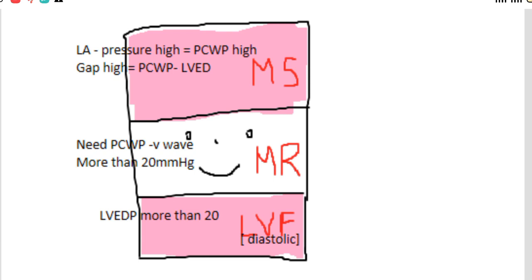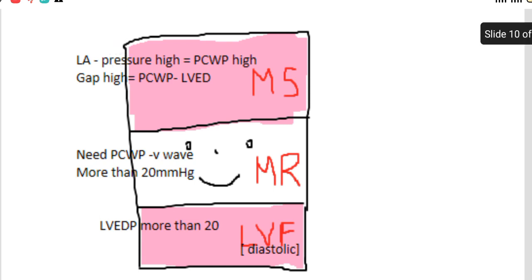In left ventricular diastolic failure, usually left ventricular end-diastolic pressure will be more than 20. Okay. See, this is easy. You watch this video once, or you can download it and watch it again and again, and you can understand, then you can do all the questions correctly. We are going to the second pink marshmallow.